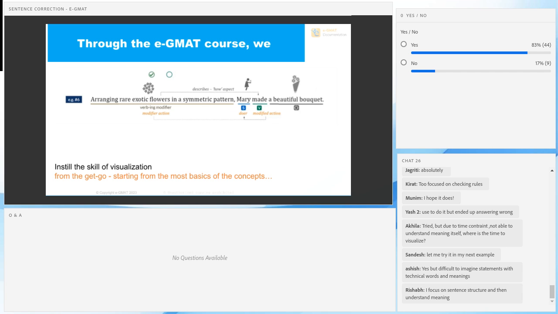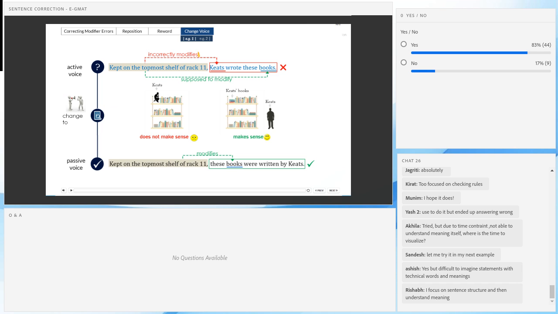There's the one reason of presenting these flowers and Mary and the bouquet could be that we just wanted to make the slide pretty, but no, that's not the intent. The intent is to make sure that when you read flowers, you think of flowers. When you read Mary here, you think of a girl. When you see beautiful bouquet, you think of a bouquet, right? So we are actually making you strengthen those muscles, that visualize muscle that exists in you naturally, right?